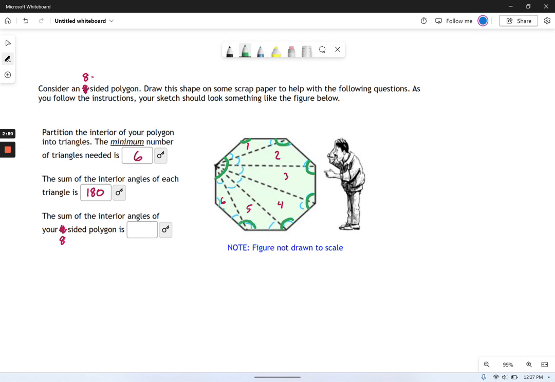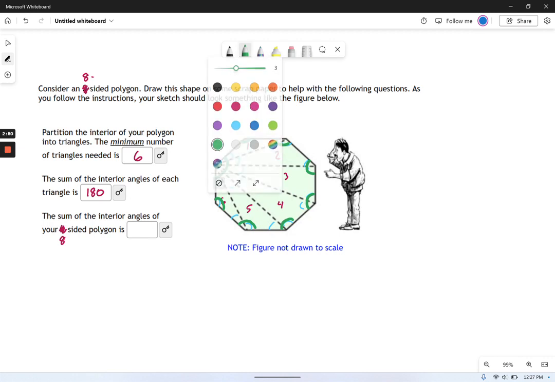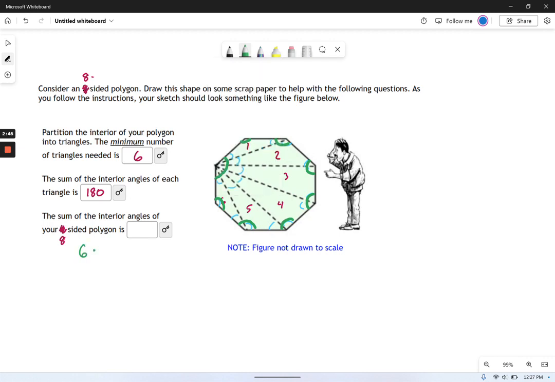And when I'm done adding all the interior angles of the triangles, I realize what's happened is I just added up the interior angles of the octagon. So to figure this thing out, all I have to do is the following. I take the number of triangles, which is 6, times the degrees of each one, which is 180. And that's going to equal something big. 6 times 180, 1,080 degrees. Okay, that's the sum of interior angles of an 8-sided polygon. So you can do this trick for a 10-sided polygon or a 20-sided polygon or whatever.